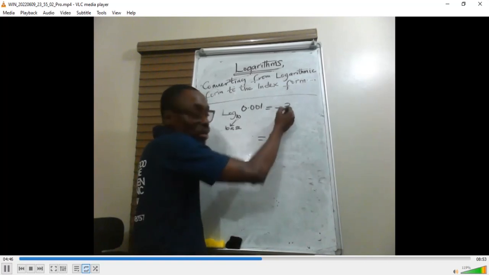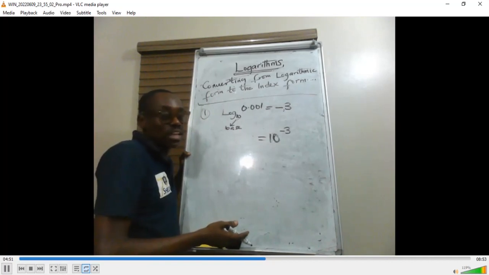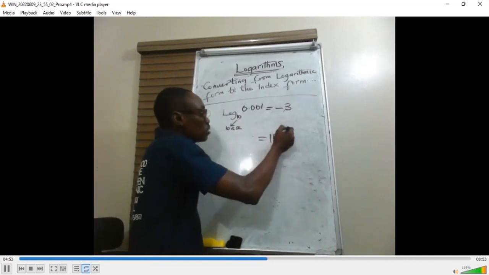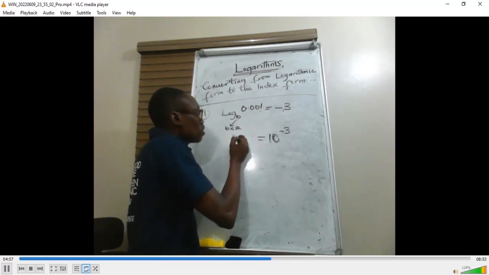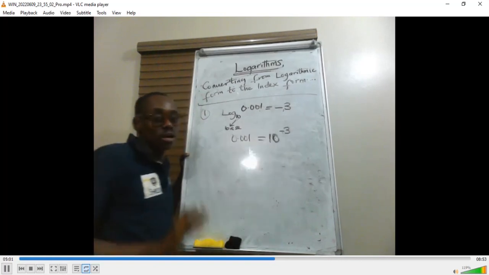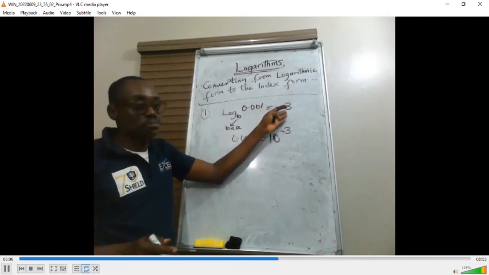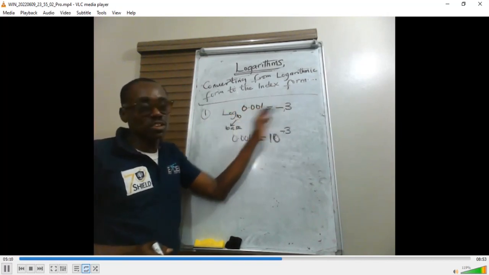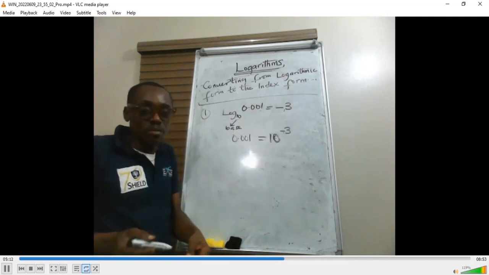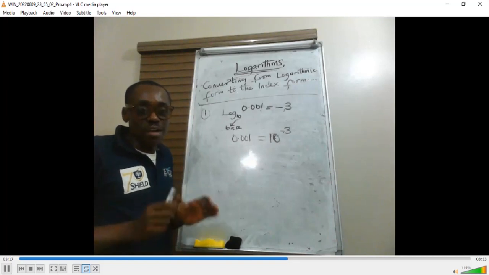So this will become the index now. It will carry up that minus 3. That becomes the index. So you have 10 raised to minus 3. This 0.001 will stand on its own. So you have 0.001 equals 10 raised to power minus 3. So even if this minus 3 is on this side and log 0.001 base 10 is on this side, you still do it in the same pattern. You still follow the same procedure to arrive at the answer.